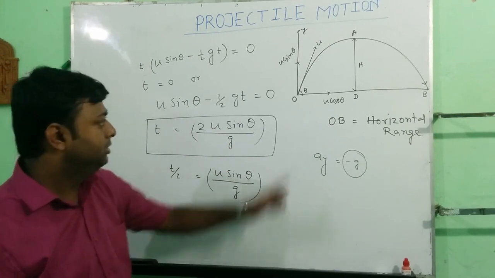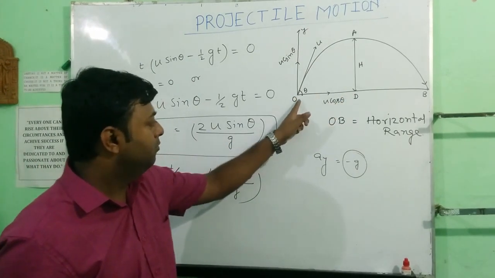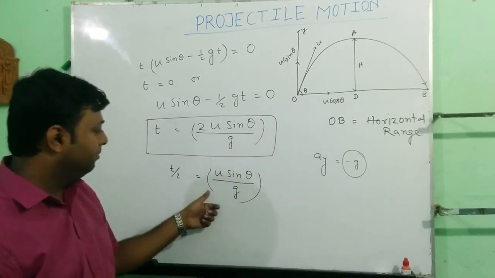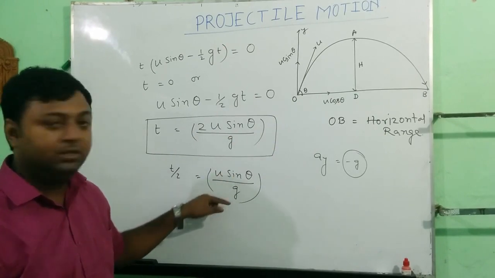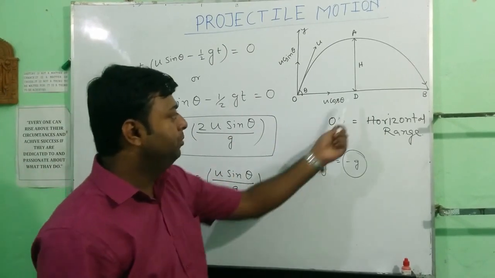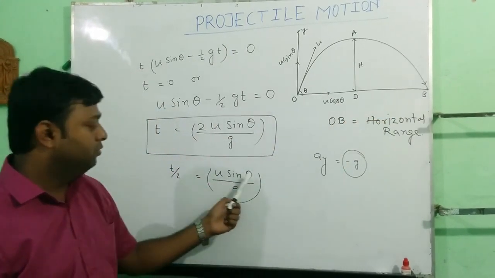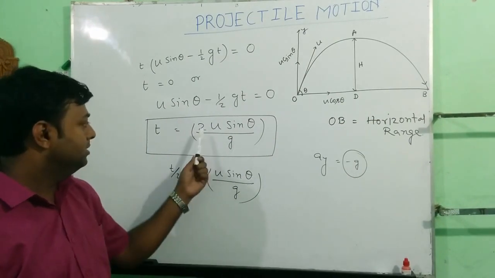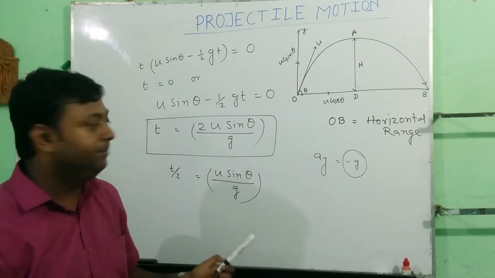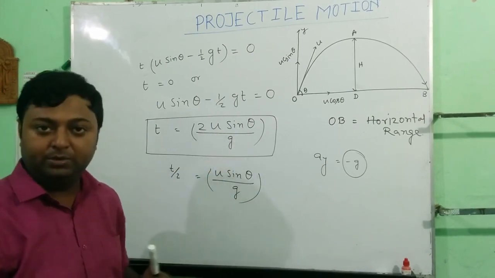This is the middle point. Middle point means the D point. From O to D, time taken by the particle to reach from O to D is u sin theta by g, and D to B is time taken u sin theta by g. That is, total time period is 2u sin theta by g. Time taken by the particle is u sin theta by g.